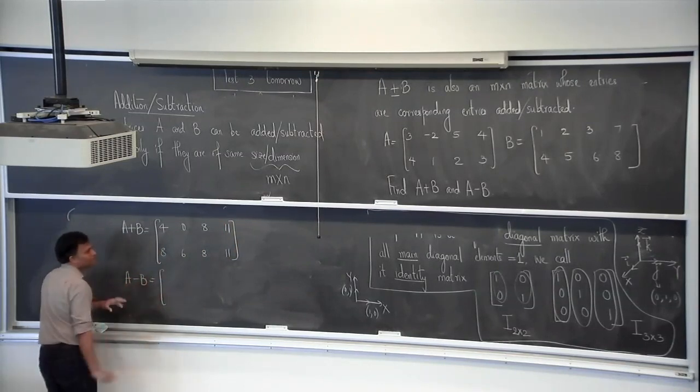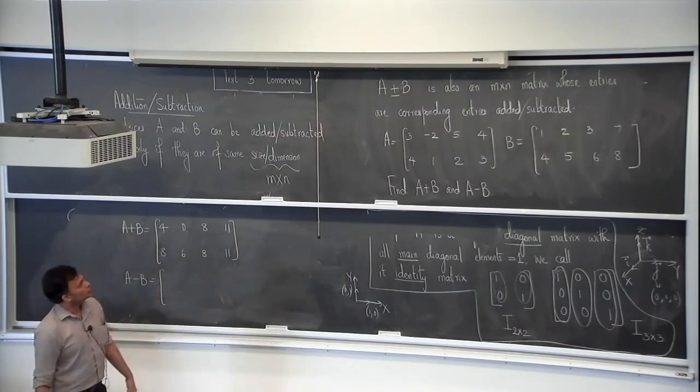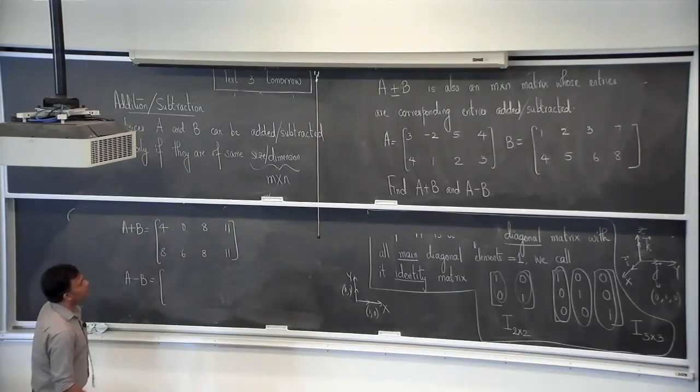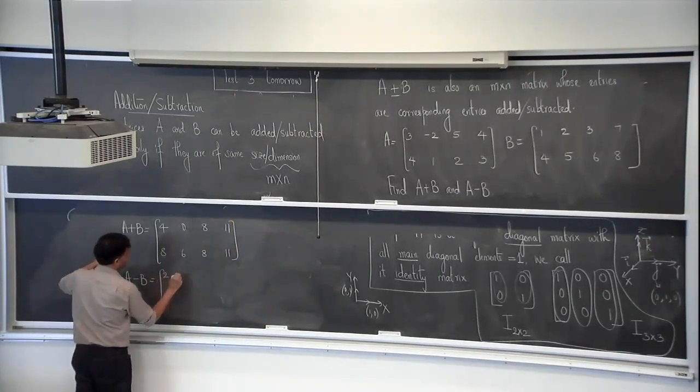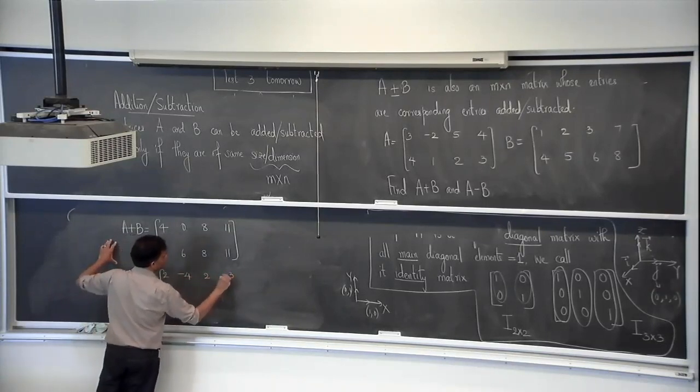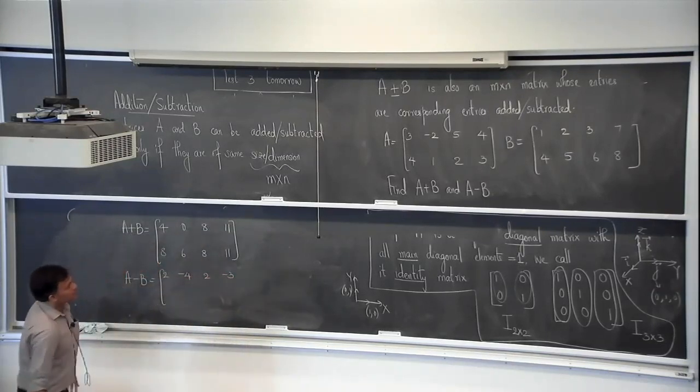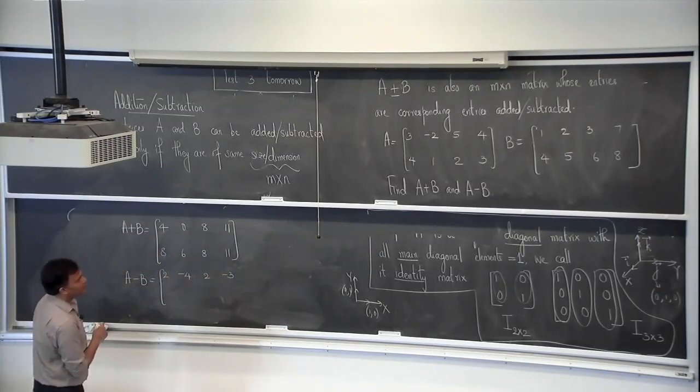A minus B. This is a tricky one, right? 2, -4, 2, -3. And 0, -4, -4, -5.